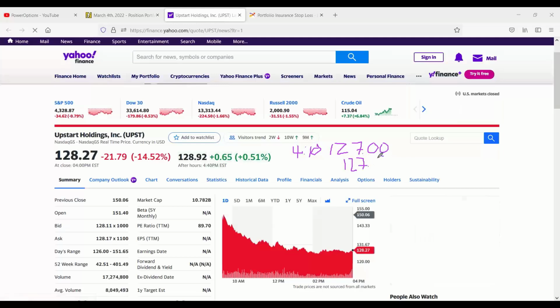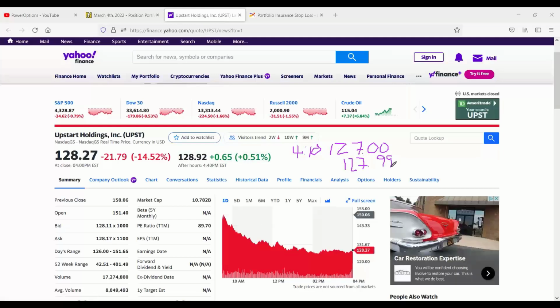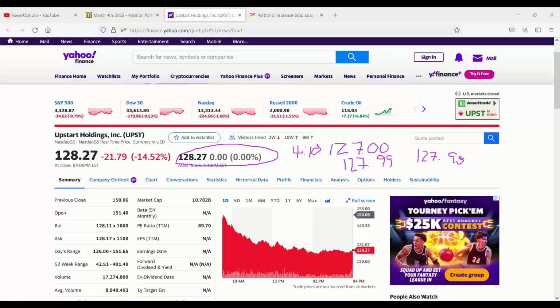At 4:15, it was 127.84. At 4:16, it was still about the same price, 127.95. 4:17 is 127.87. At 4:23 it's at 128. And again here, of course, oh, I'm sorry, it's still changing, but at 4:40, it's at 128.27.